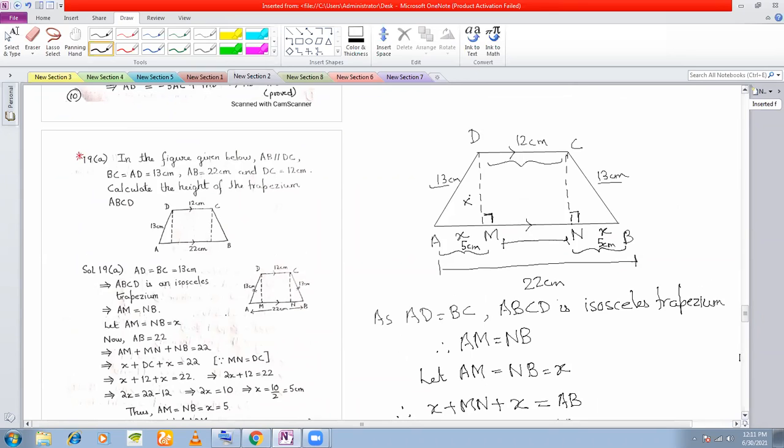Now you can consider this right angle triangle. In this right angle triangle, this one is the hypotenuse, and you can find out this perpendicular. Or you can consider this right angle triangle also, no problem. Any two you can consider. Okay, let us consider this right angle triangle, AMD.